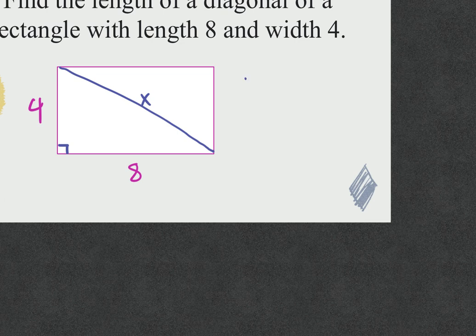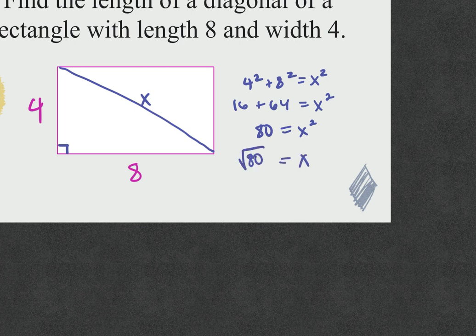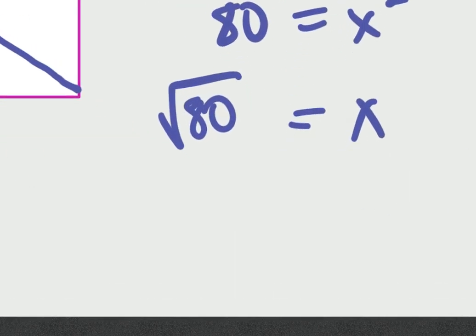So then it's 4 squared plus 8 squared equals x squared. 16 plus 64 equals x squared. And 80 equals x squared. So x equals the square root of 80. Is that a perfect square? No. So we break it down.